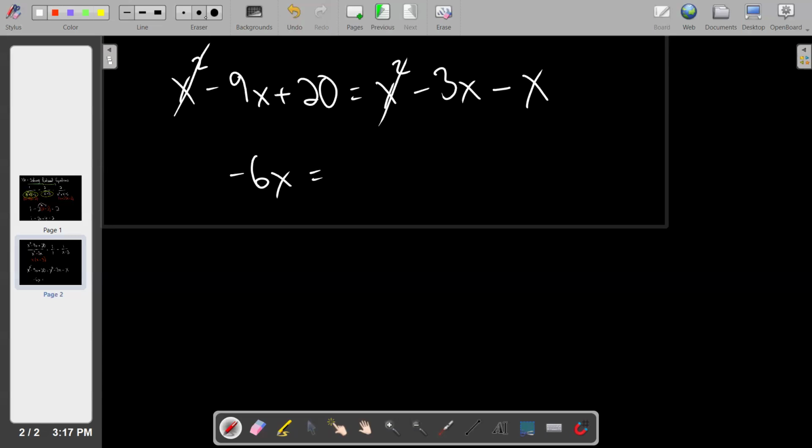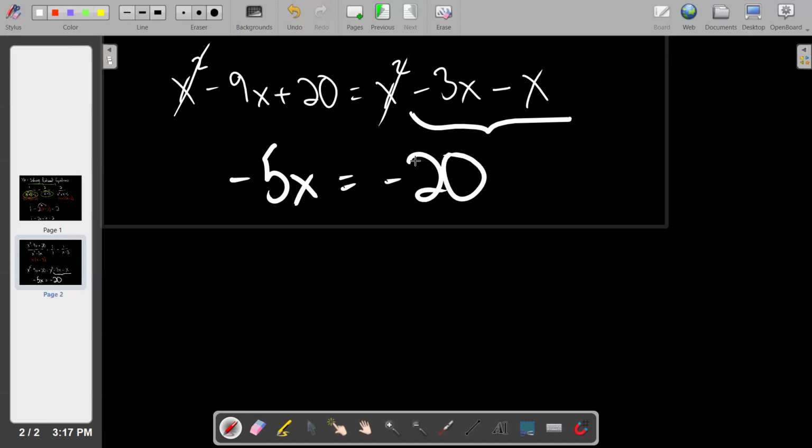Oh, that's not right, is it? No, that shouldn't be -6x. If you put these together, those make -4x. And if we add 4x, we should have -5x. Equals what? -20.